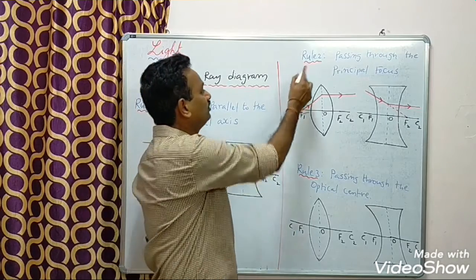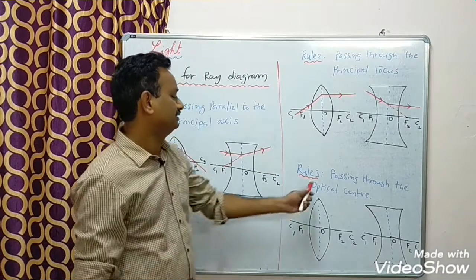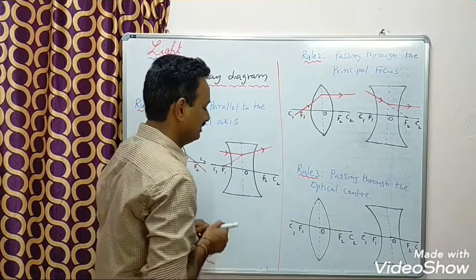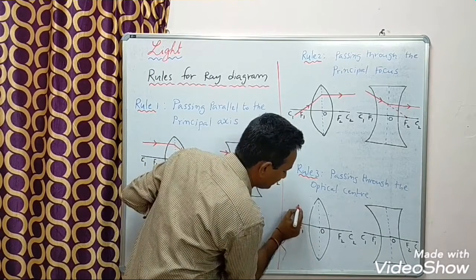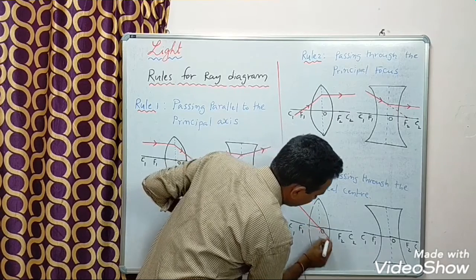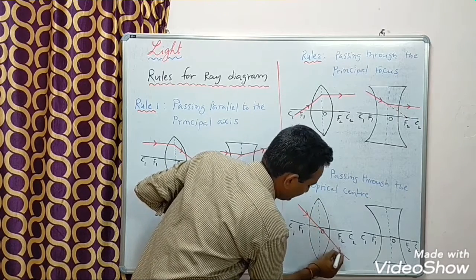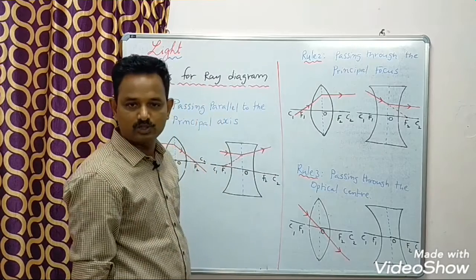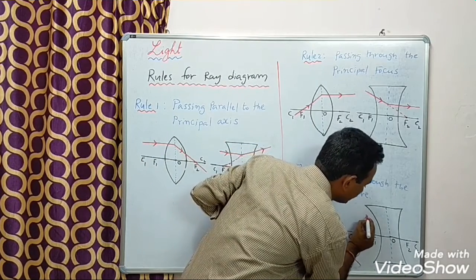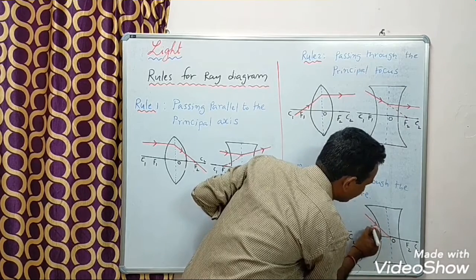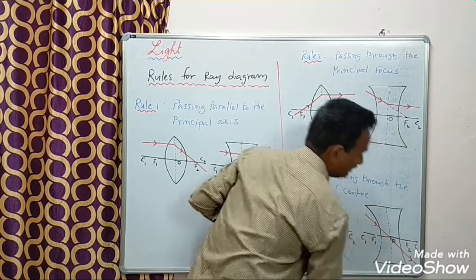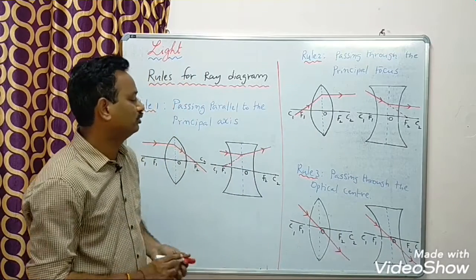That's about rule 2. Now, rule 3. Passing through the optical center. Look at here. A light ray is passing through the optical center of a convex lens. After refraction, it will go straight without bending. What about concave lens? Look at here. A light ray is passing through the optical center of a concave lens. After refraction, it will go straight without bending. So that's about rule 3.